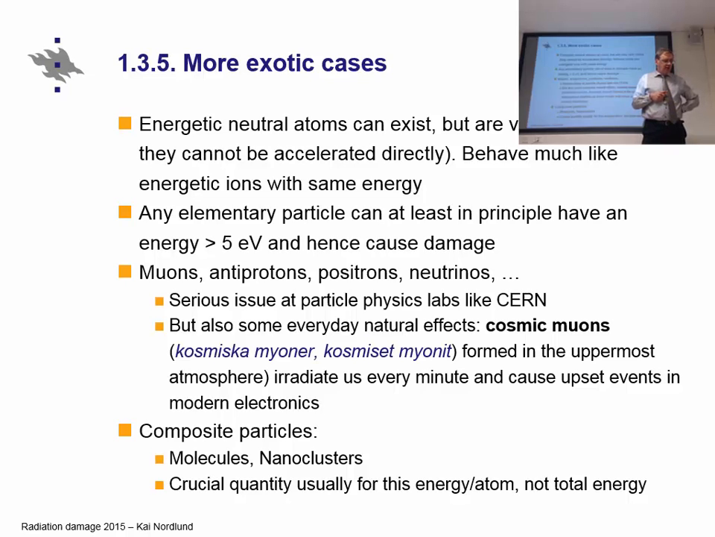The natural so-called cosmic muons are formed in the uppermost atmosphere and bombard the Earth all the time, and are a fairly significant source of so-called upset events in modern electronics. That is, this radiation producing disturbance in the electronic operation of transistors in computer chips. One can also accelerate composite particles, molecules, and nanoclusters. There has even been a dust accelerator which accelerates dust particles. But the quantity that is important for this is usually energy per atom, and not total energy.